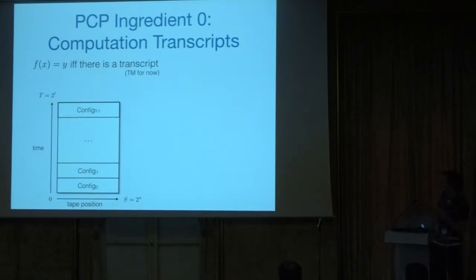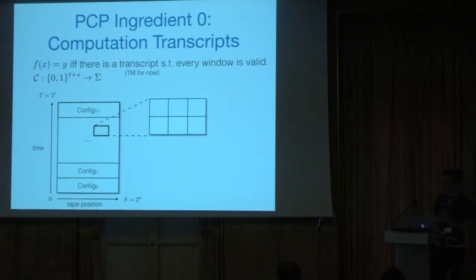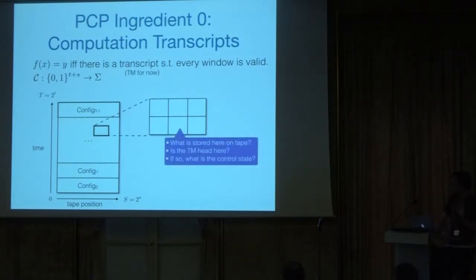That's it. So we'll assume that everything is a power of 2, the running time and the space usage for this presentation. And in that case, we can think of a computation transcript as just being a function that takes t plus s bit strings and has an output in some alphabet. And the computation transcript for a Turing machine can be described as valid if and only if every little window into the transcript is valid. So you can just look at a small number of cells, locally checkable if you write down the right information in each cell.